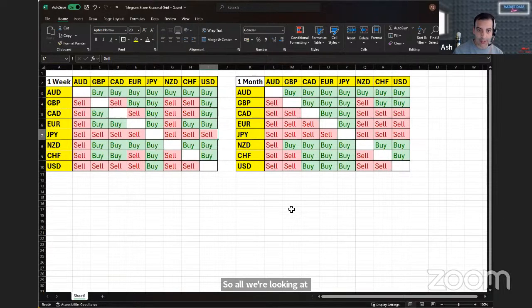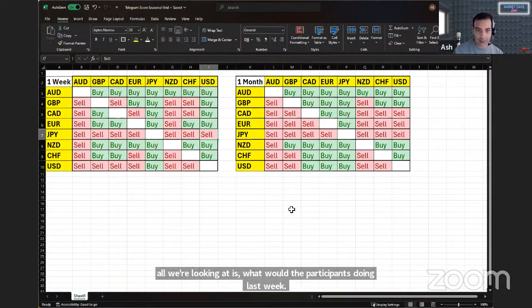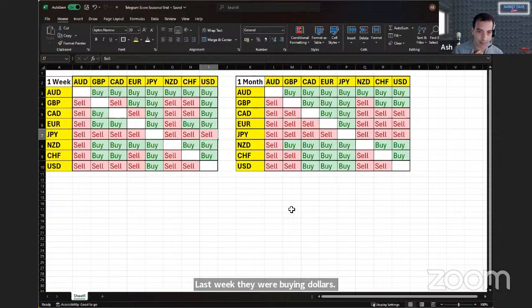Now, last week they were buying dollars. They were selling yen. They were selling Aussie. They're getting a little bit cooler on the Kiwi, and they are selling the pound.